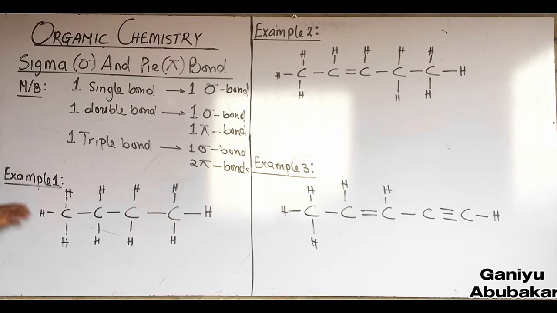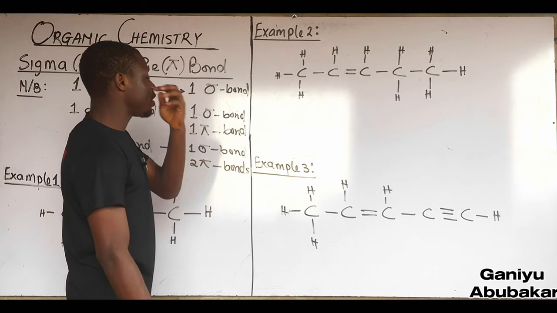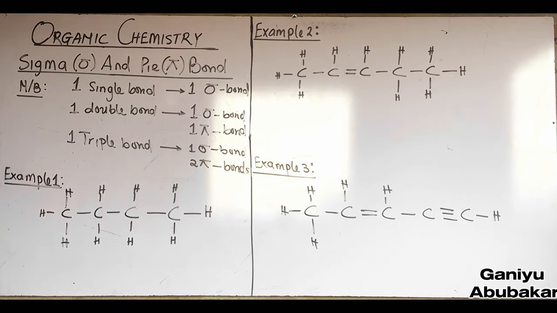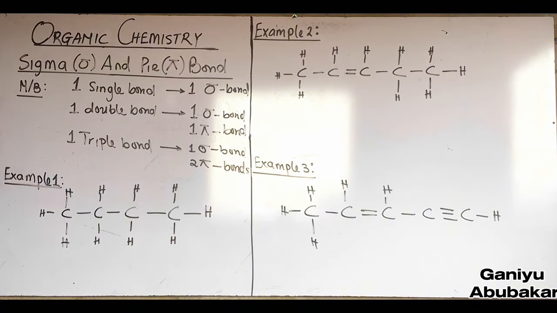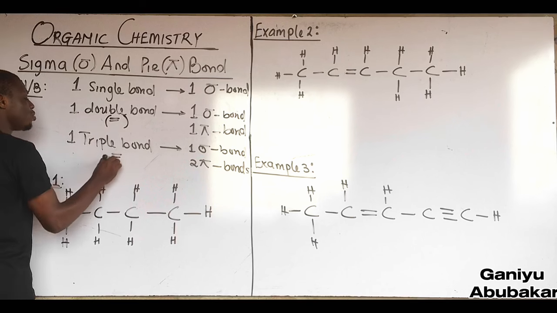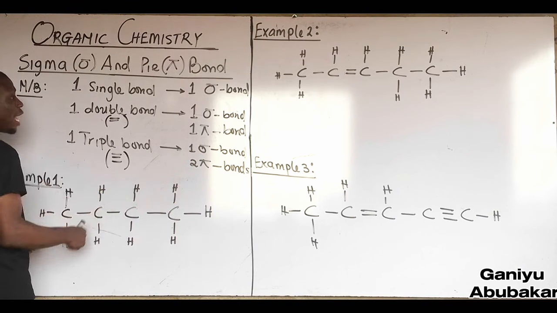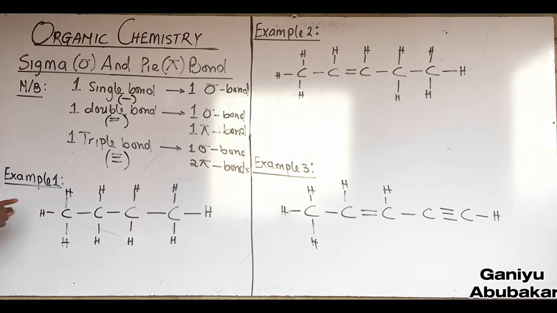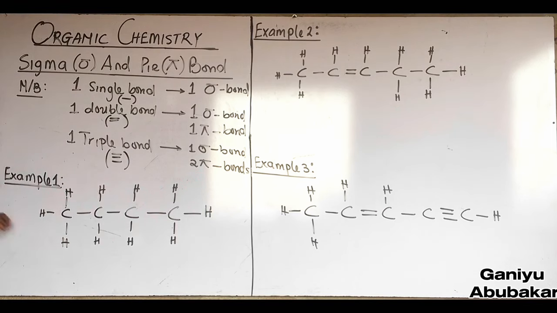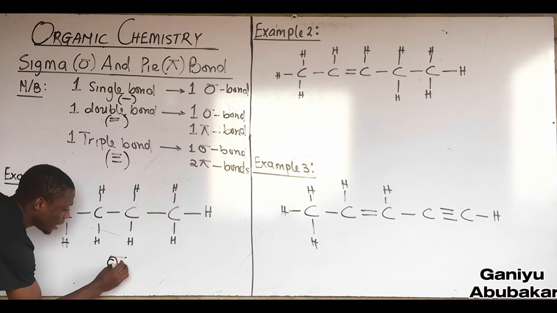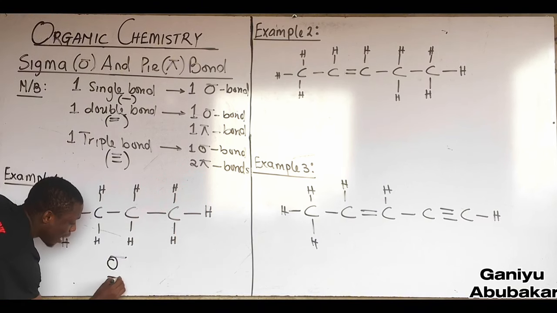All right, examples 1, 2 and 3. We are told to find the total number of sigma bonds and the total number of pi bonds here. So how do you get the total number of sigma bonds and pi bonds in these three examples? Let's get number 1 done. Looking at this one, I'm just seeing single bonds all throughout. Single bond, single bond, single bond. They are all single bonds here. No double bond, no triple bond. I'm just seeing a single bond. So for a single bond, there's one sigma bond. So let's count the number of sigma bonds and the number of pi bonds here.